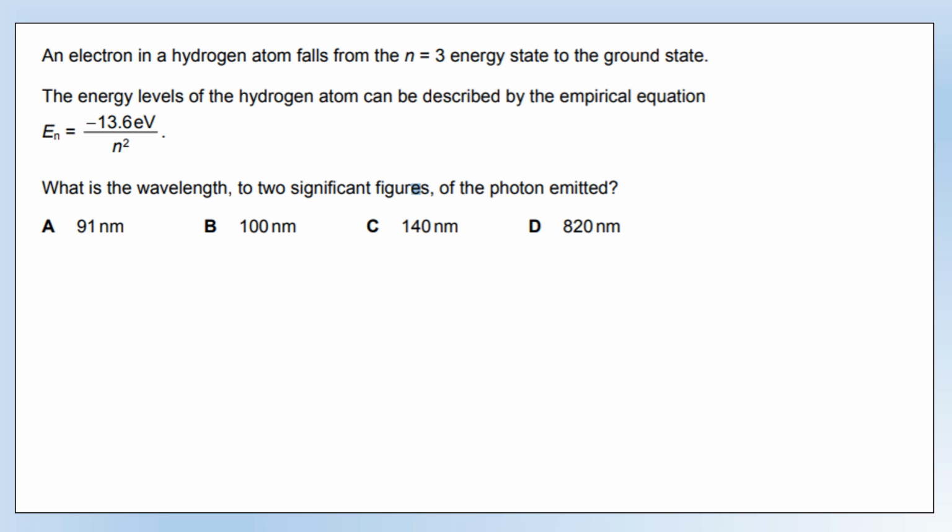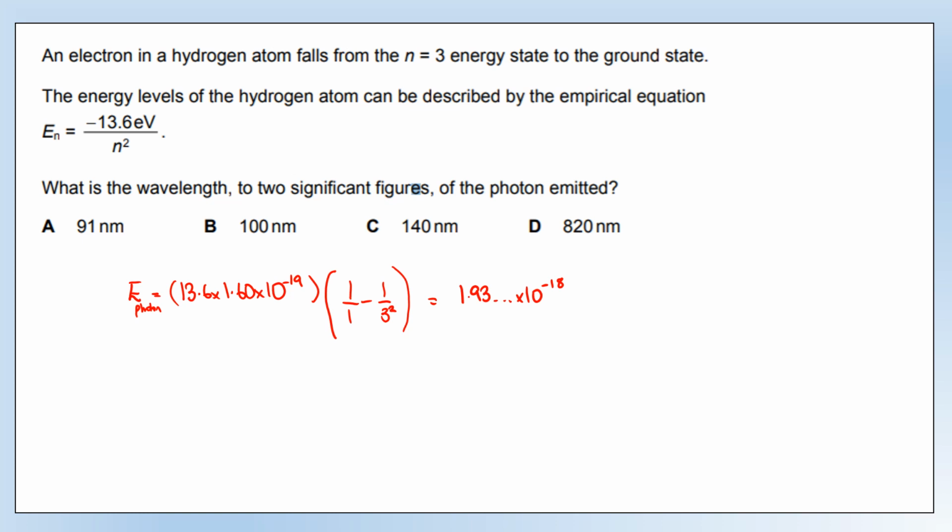An electron in a hydrogen atom falls from the n equals 3 energy state to the ground state. We've got the energy levels described using this equation that's derived as part of the stars topic. What is the wavelength, to two significant figures, of the photon emitted? So the energy of the photon is going to be calculated using this equation and finding the difference between the energy at level 1 and energy at level 3, which is what I'm doing here.